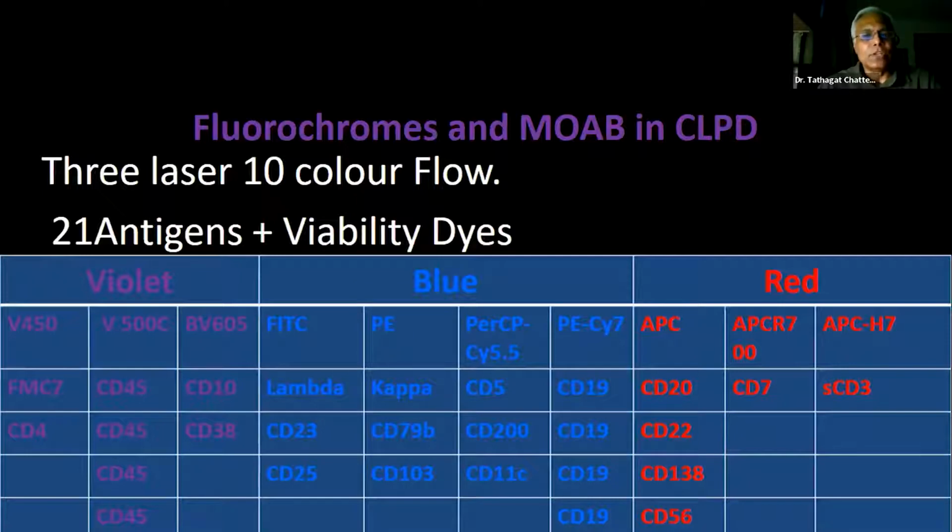In the third tube, we are using only CD45 in the violet laser, CD25, CD103, CD11C, and CD19 in the blue, and CD138 for the neoplastic plasma cells in the red. And in the fourth tube, in the violet, we are using CD45 for gating purposes. We are using CD19 in the blue, and the CD56 NK marker in the red. So with these 21 antigens and the viability dyes, we have been able to diagnose many of our cases of CLPD.